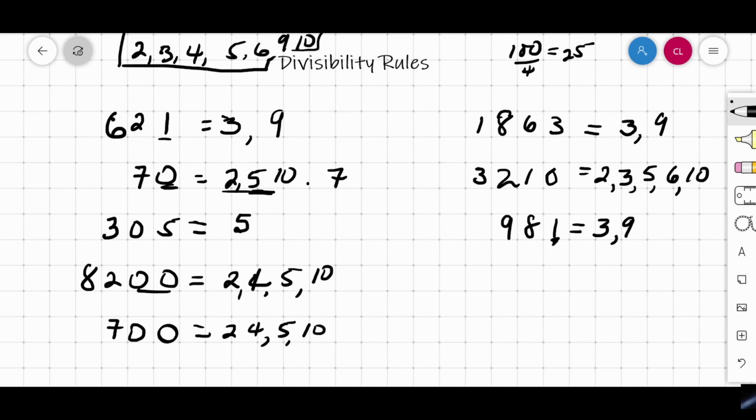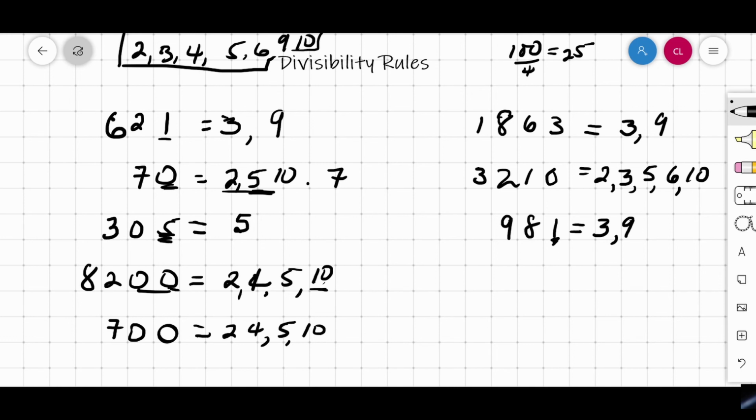305 is divisible by 5. It ends with a 5. 8200 can be divided by 2 because it's an even number. It can be divided by 4 because there's a little rule that says any number that has 00 at the end can be divided by 4, and we use the 100 to show that. Then it can be divided by 5 because we have 0 at the end, and any number that has 0 at the end can also be divided by 10. Same thing for 700.